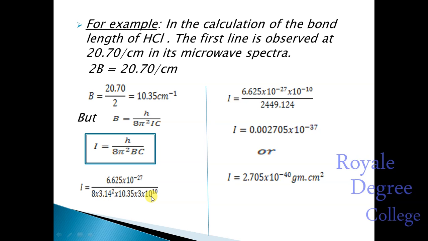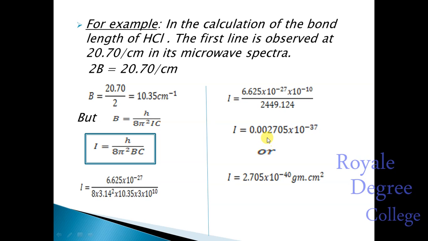So it will become 10 to the power minus 10. You can see in the next equation, and in the denominator, what remains is 8 into 3.14 into 3.14 into 10.35 into 3. We are multiplying all these values, so we will get this value in the denominator. Now, in the next step, we are dividing both values.